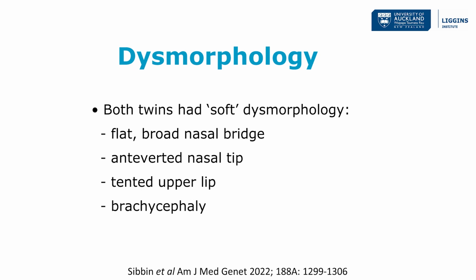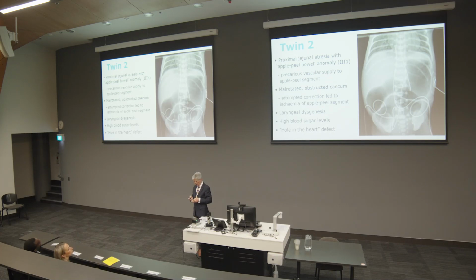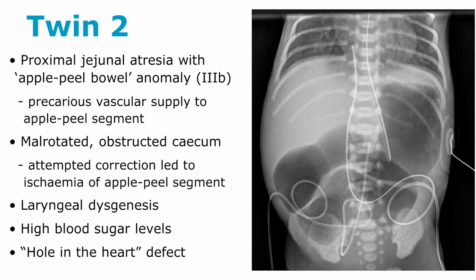Both twins did have these soft dysmorphological features after birth: the flattened bridge of the nose here, a nasal tip that sort of tips up, a tented upper lip, and the brachycephaly that I mentioned earlier. So twin 2, after birth, this is the radiograph after birth, and you can see this is the postnatal equivalent of the ultrasound that we saw before.